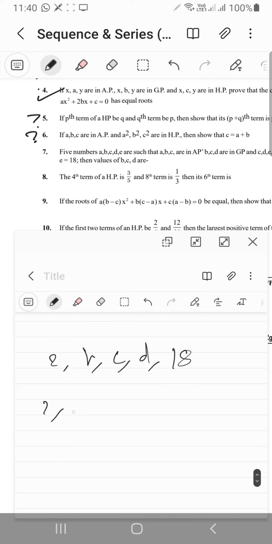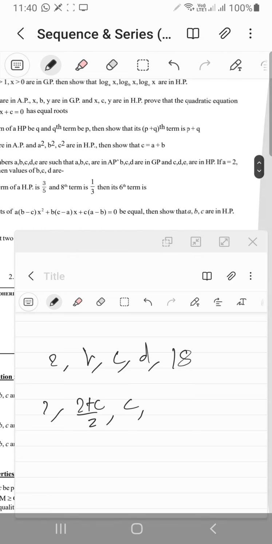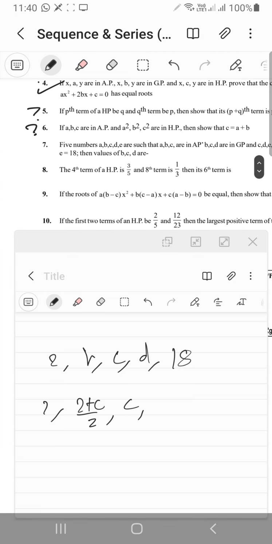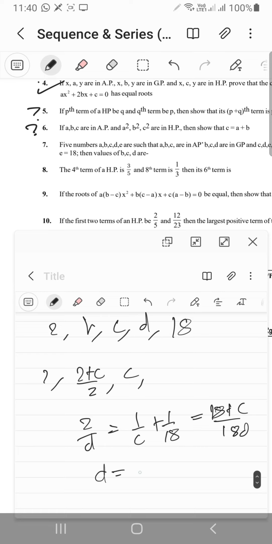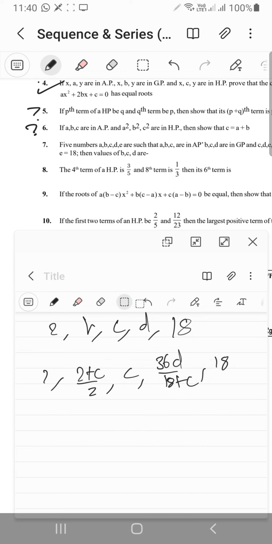B would just be (2 plus C) upon 2, and then D would just be, what's this, C, D, 18, that would be in HP, right? So 2 upon D equal to 1 upon C plus 1 upon 18, which is (18 plus C) upon 18C. So D is 36C upon (18 plus C). Okay, cool. So now what about B, C, D? Those are in GP, right?